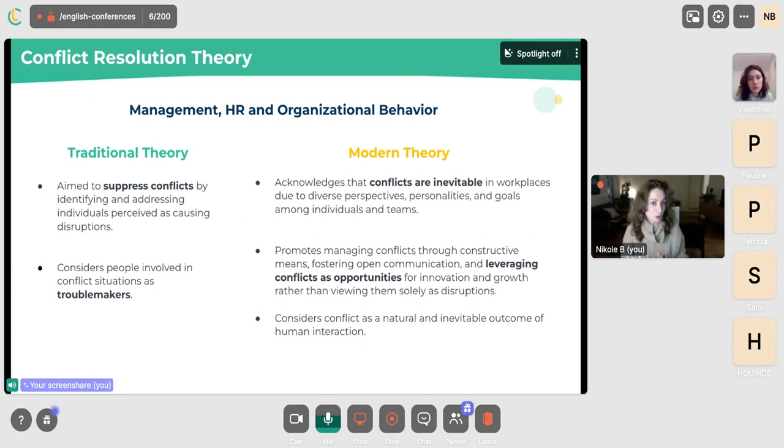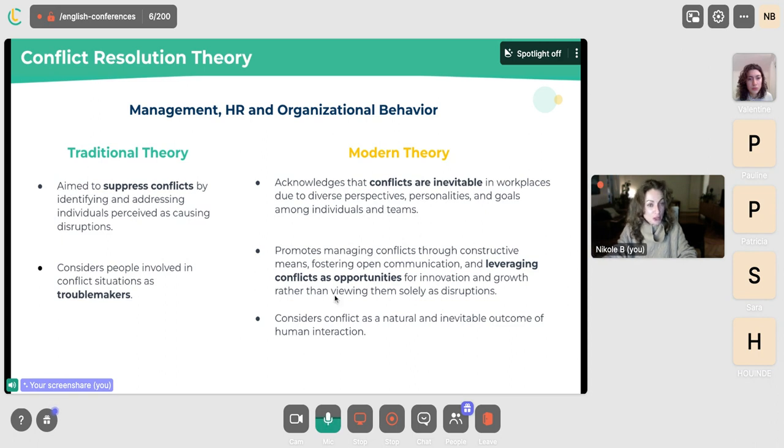It's inevitable, okay? It's a workplace. You have diverse personalities. You have different perspectives. People's goals are not always aligned. And so it's normal that you would have conflict, okay? Now, what it does is it promotes this management of conflict by having constructive conversations, by having open communication, okay?